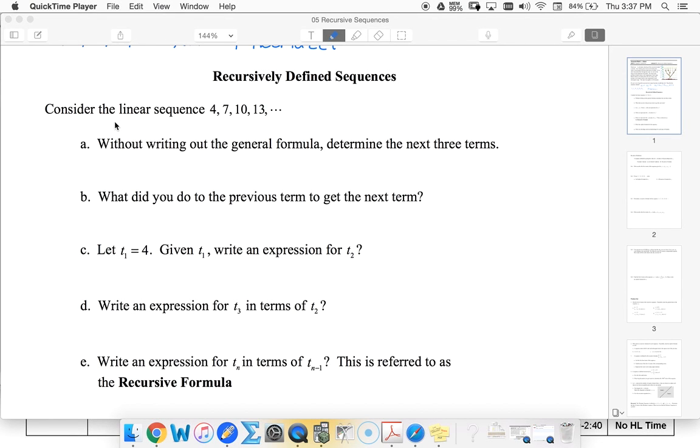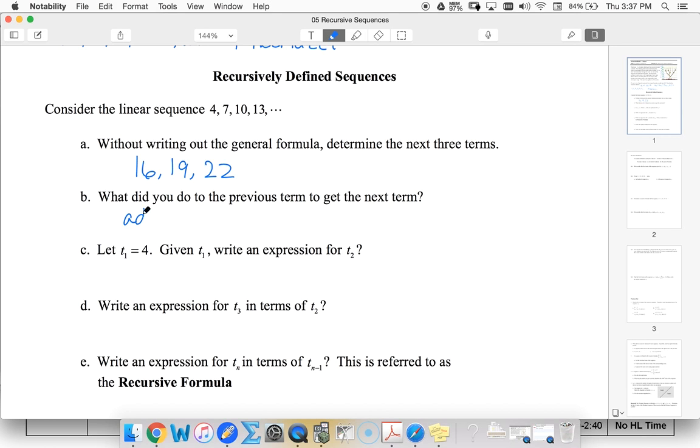All right, so now we're going to look at a formal definition of recursively defined sequences. So we've got our linear sequence 4, 7, 10, 13. So without the general formula, my next three terms, I can see that I'm going up by 3 each time. So after 13, I'm going to have 16, 19, 22. So what did I do to the previous term to get the next term? I added 3.